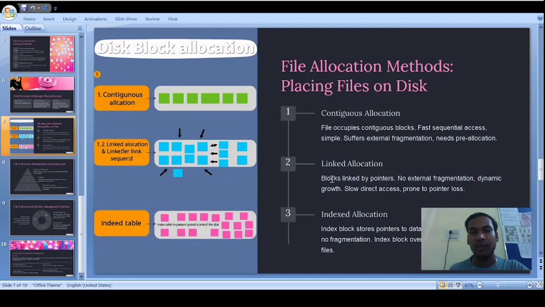Linked allocation, where the blocks are linked through pointers. There will be no external fragmentation, which allows dynamic growth but slow direct access. Indexed allocation. In indexed allocation, the index block stores pointers toward data blocks. But in this, there is fast direct access, no fragmentation, and it has a multi-level index to store large files.